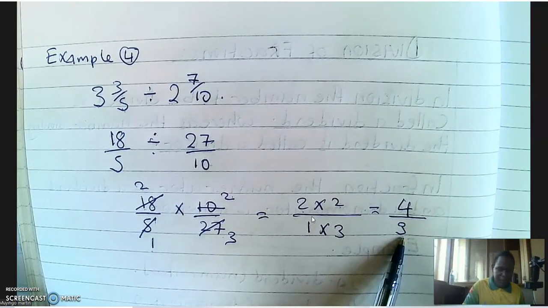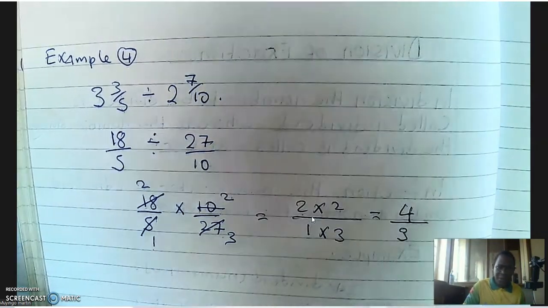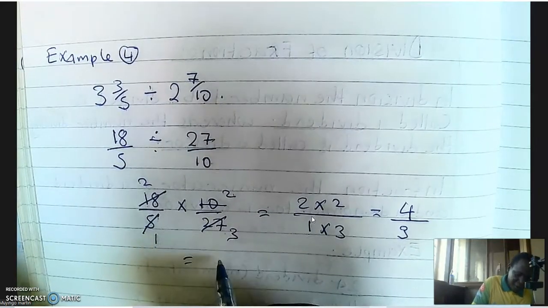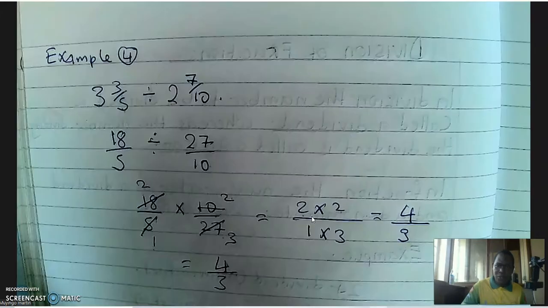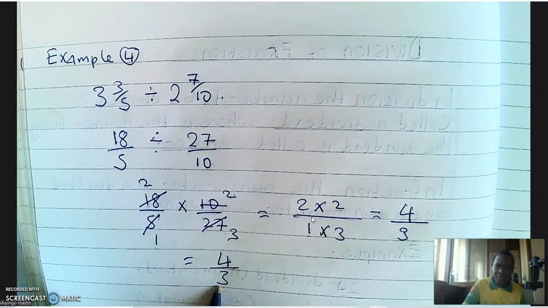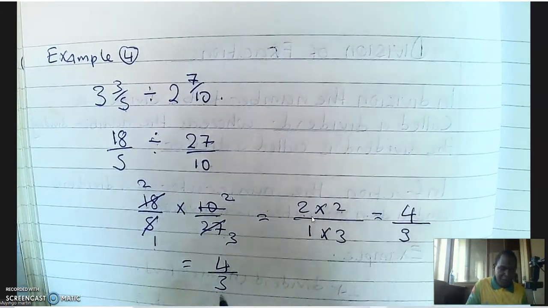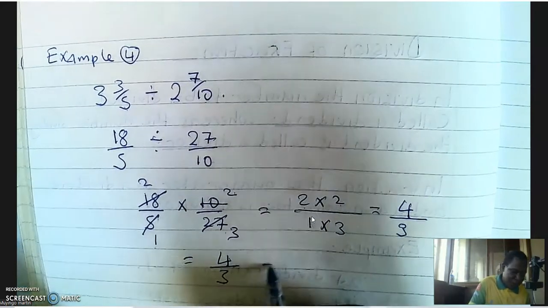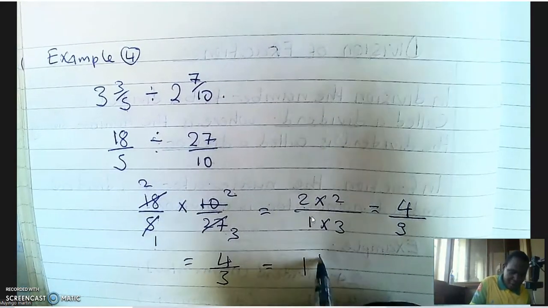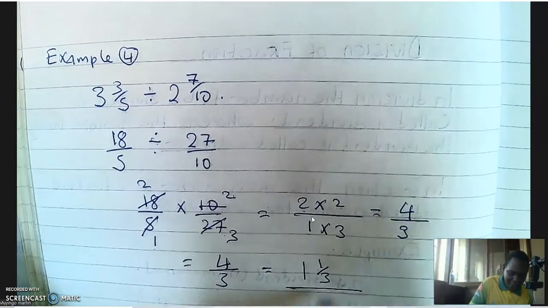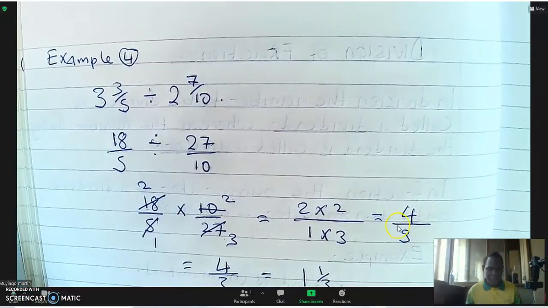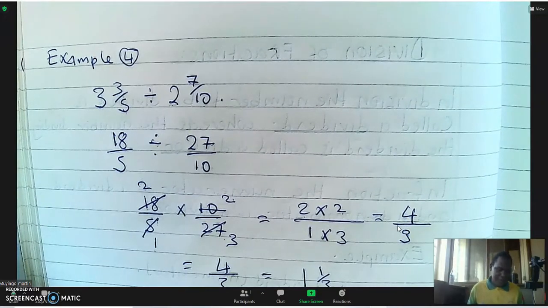But this answer is not so proper. We may not be comfortable writing something like this. Therefore, we change this fraction into a mixed fraction. If I divide 4 by 3, it will give me one whole number, 1 out of 3. That's it. I've solved my question.